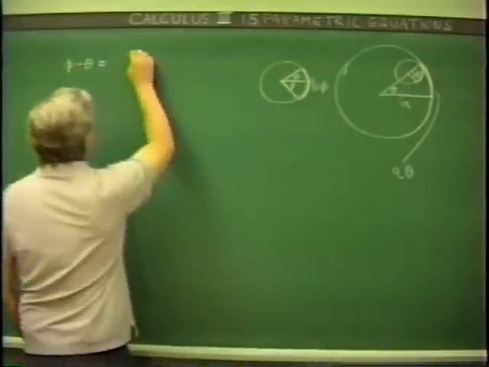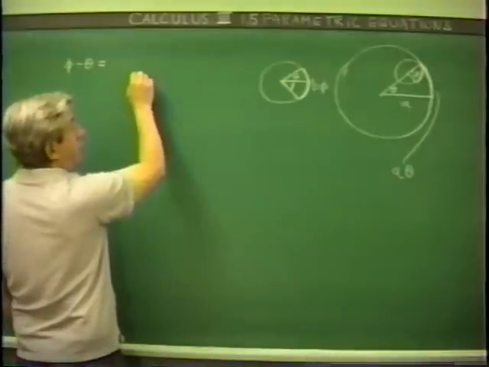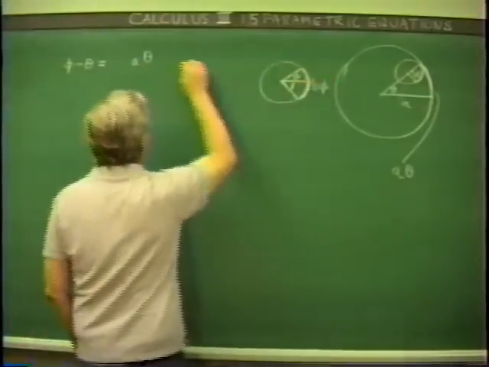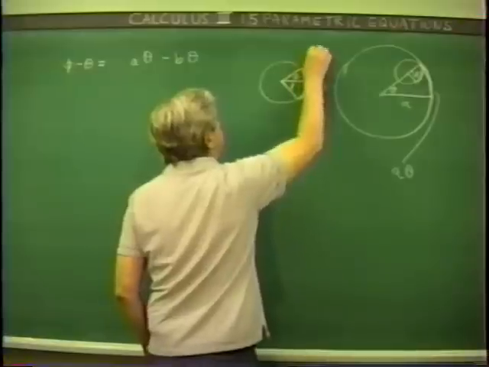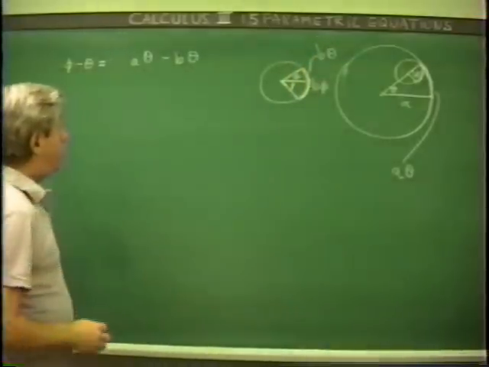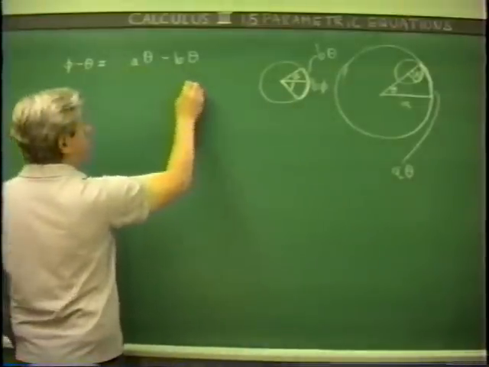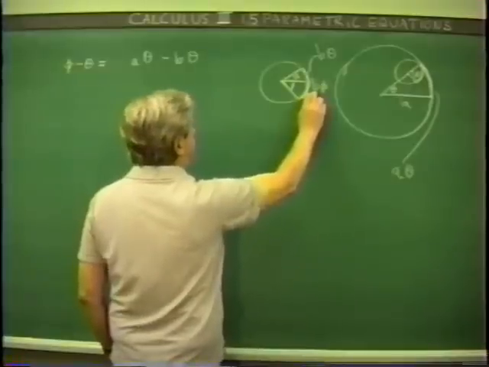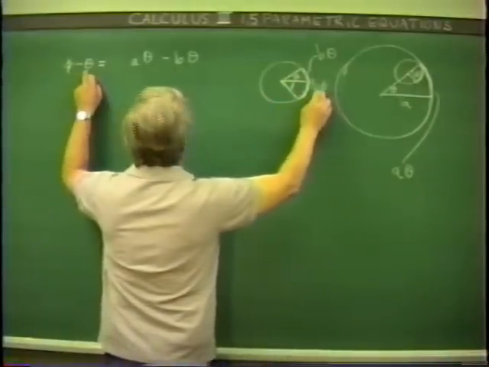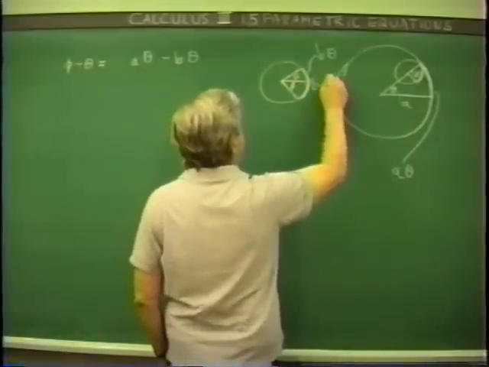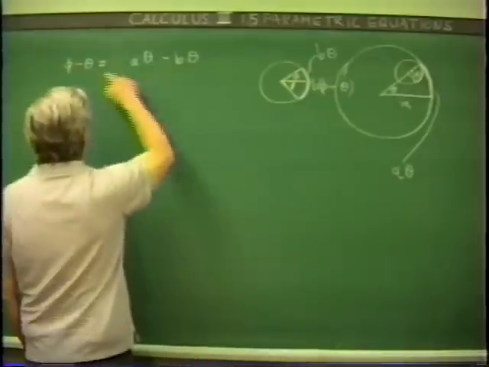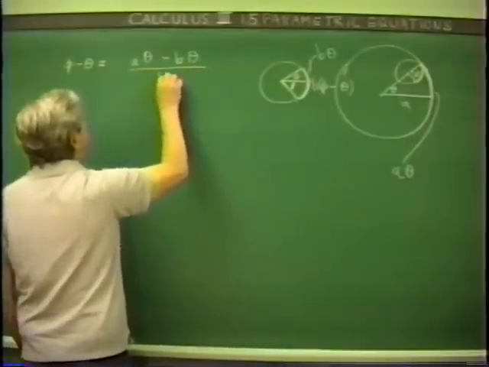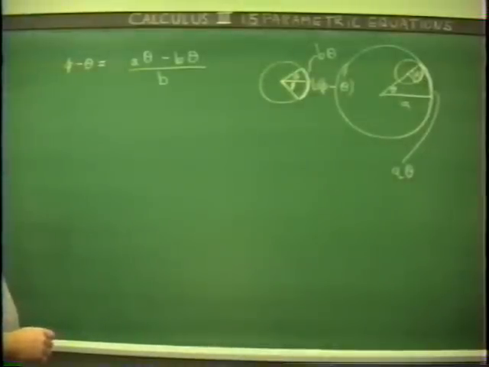is going to be this length right here, which is to say, this length right here is going to be A theta minus B theta, this length right here being B theta. That's going to be equal to B phi. So B times phi minus theta, this angle right in here being phi minus theta, is going to be this length right here. So phi minus theta is going to be A theta minus B theta over B.